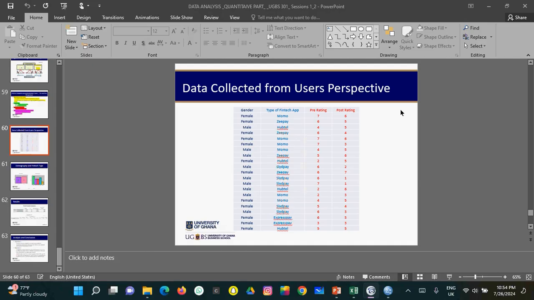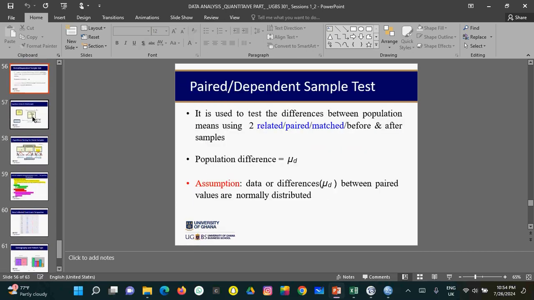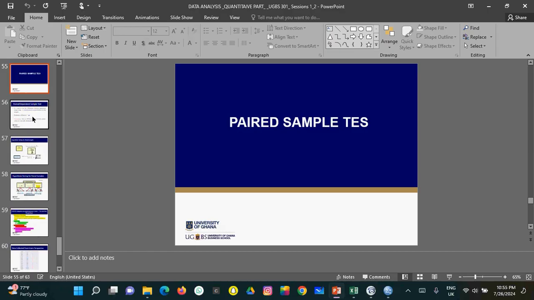All right. So today we'll be continuing our session on data analysis, right? And today we'll be talking about paired samples. We're talking about how to use SPSS to construct hypotheses for paired samples, right? So let's quickly go through it. Basically, a paired sample test is more or less like comparing a before and after situation, right?